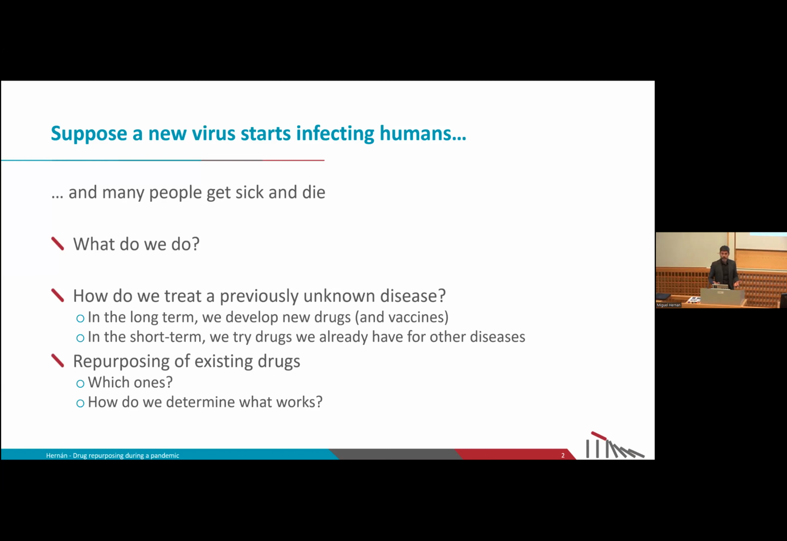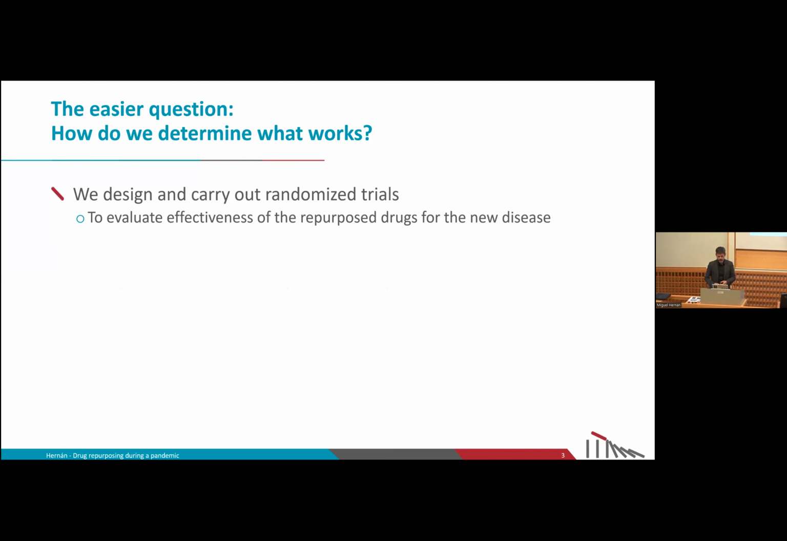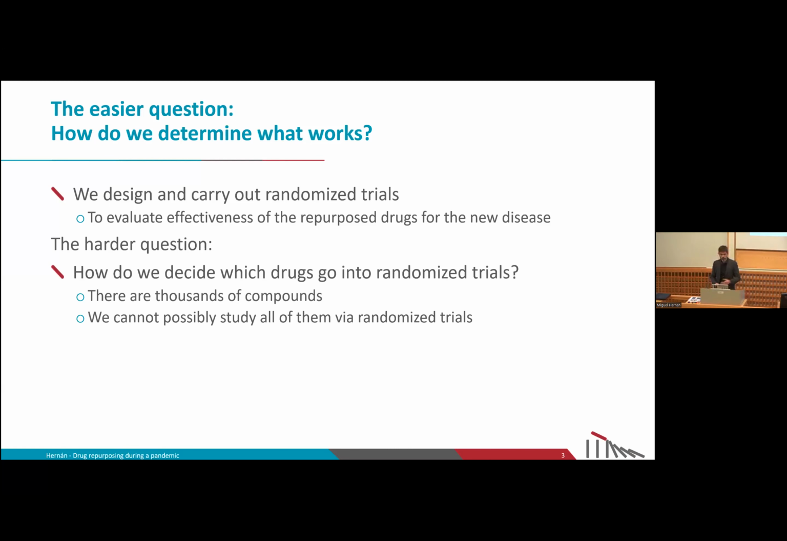The question is which drugs? There are hundreds or thousands of them that we could use. How do we choose? And after we choose, how do we determine which of them work for this new disease? That's really the topic of my talk today. The easier question is how to determine what works, because we can design and conduct randomized trials. We do trials for all these drugs that we have chosen, and we determine whether they work for a new disease. The harder question is how do we decide which drugs go into randomized trials?